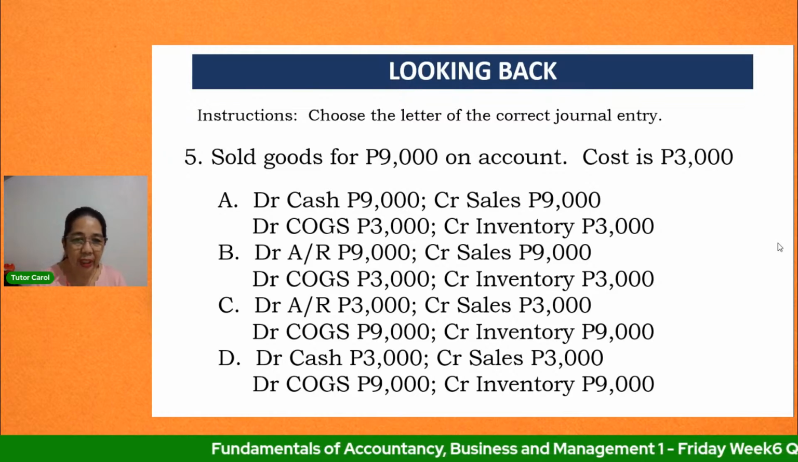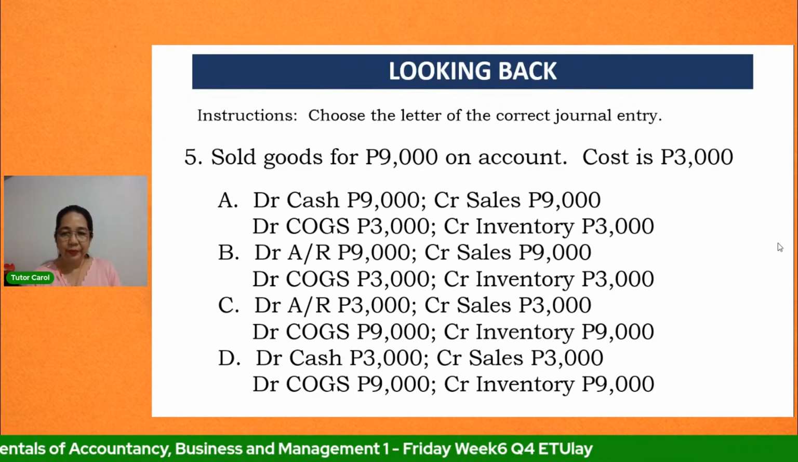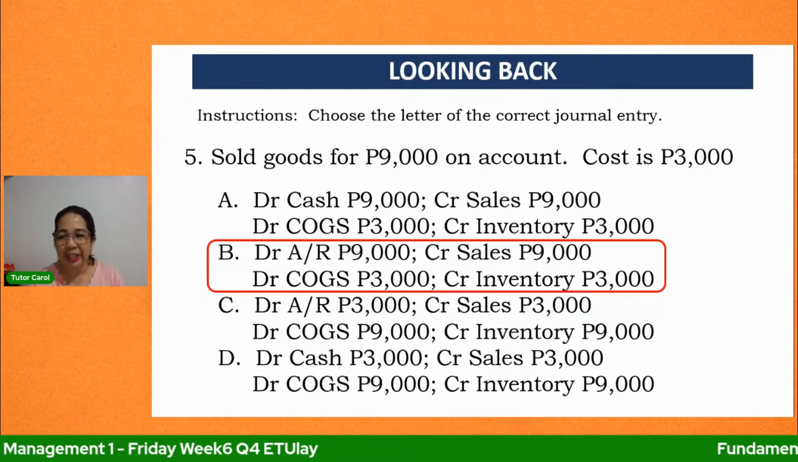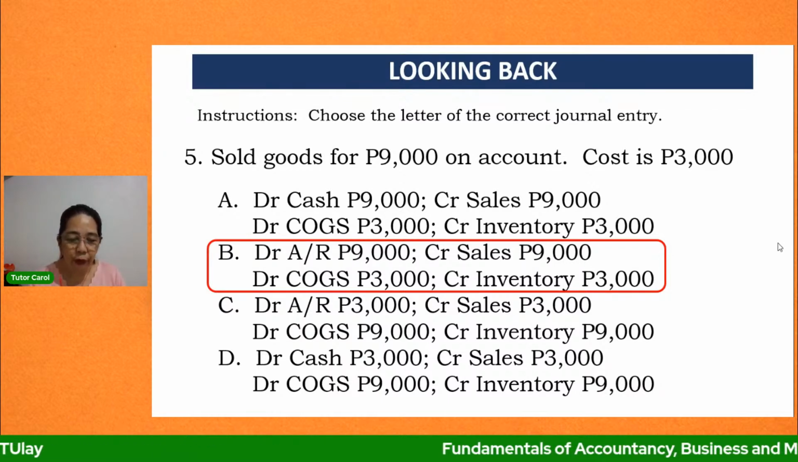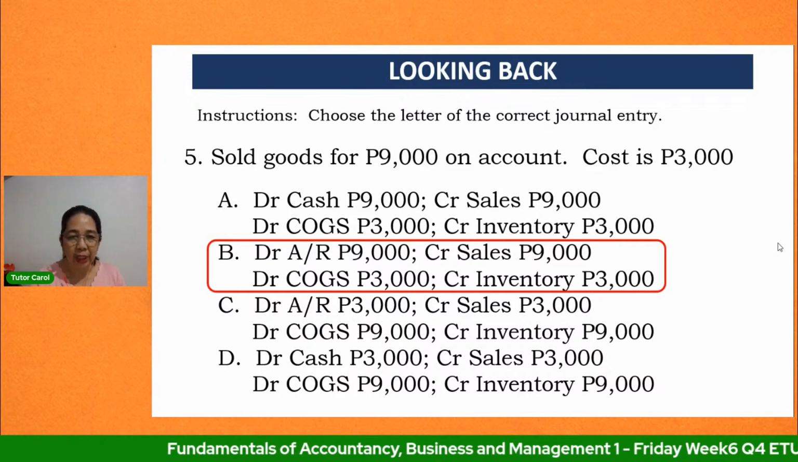Number 5, B. Okay, let us reveal the answer. Correct. It's letter B. Very good. Okay, parang naka 5 over 5 na si Josh. Okay, let us now proceed to our main topic.